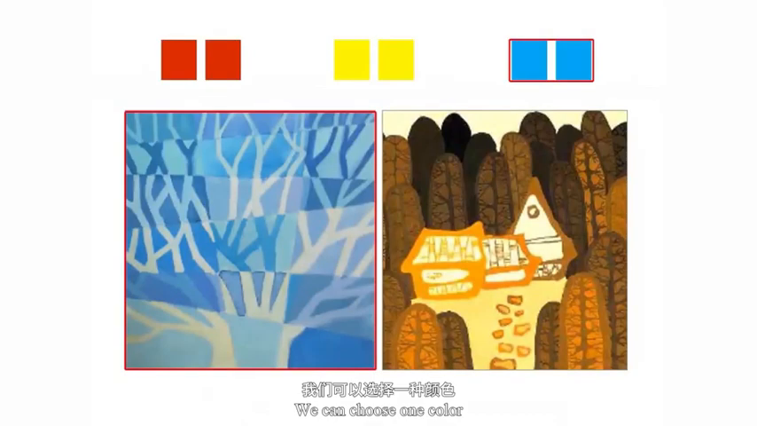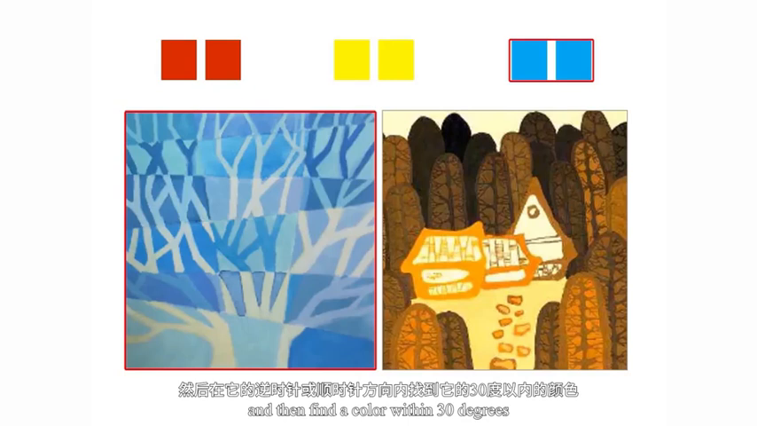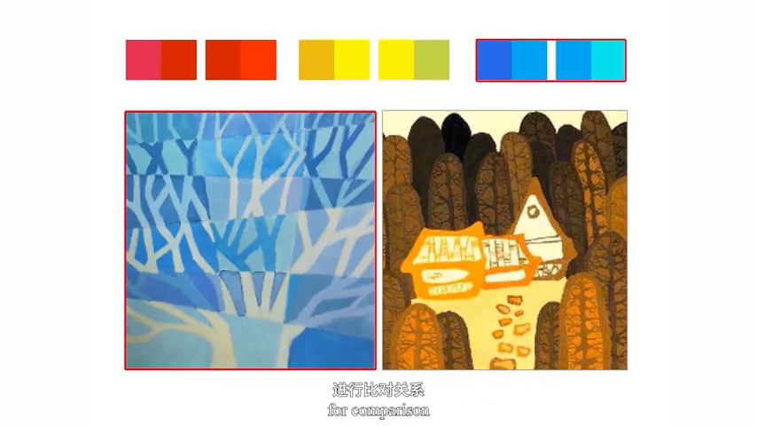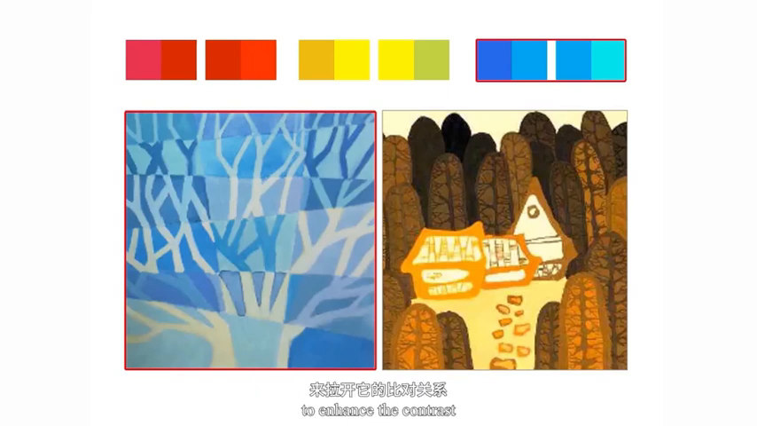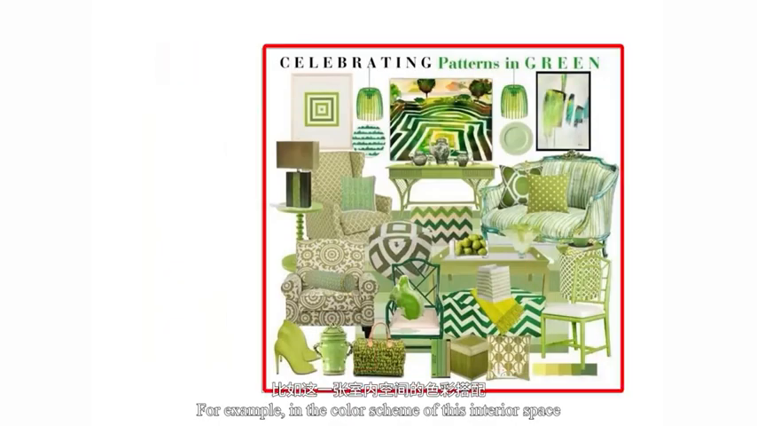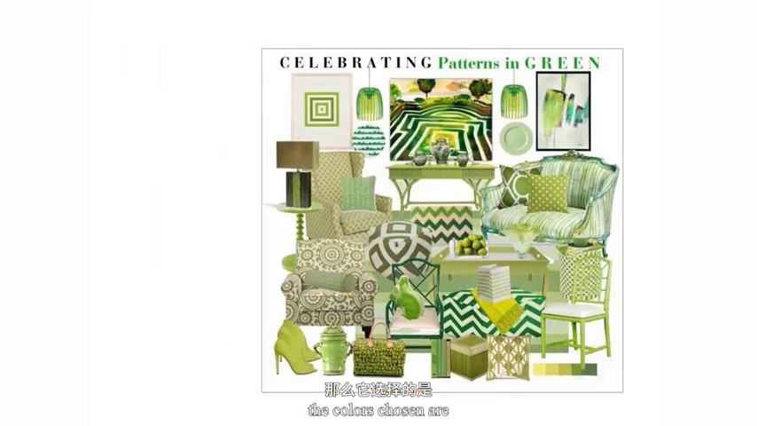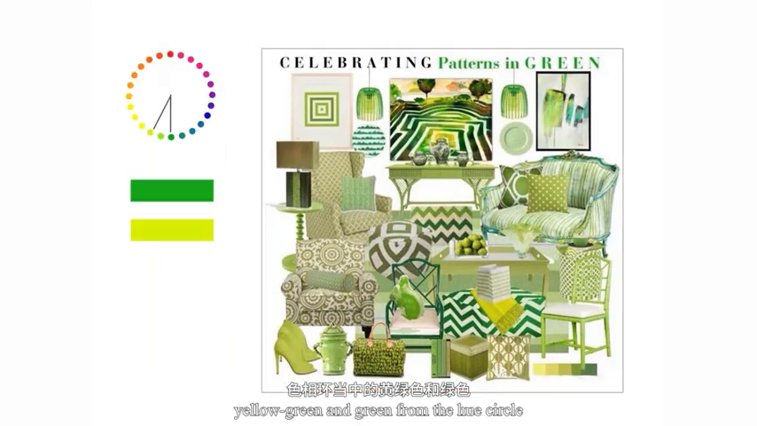We can choose one color and then find a color within 30 degrees clockwise or counterclockwise for comparison. Since the hue difference in these colors is small, we can adjust their brightness or purity to enhance the contrast. For example, in the color scheme of this interior space, the colors chosen are yellow, green, and green from the hue circle, creating a harmonious and unified overall look, yet with subtle color variations.